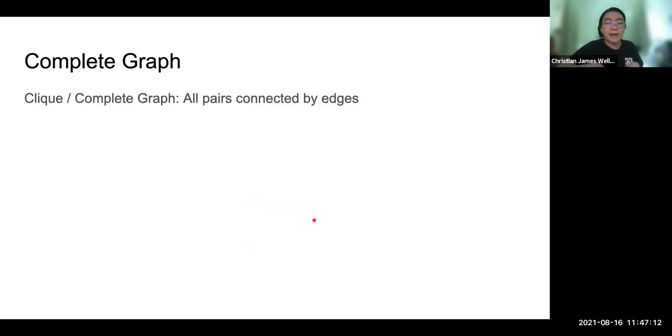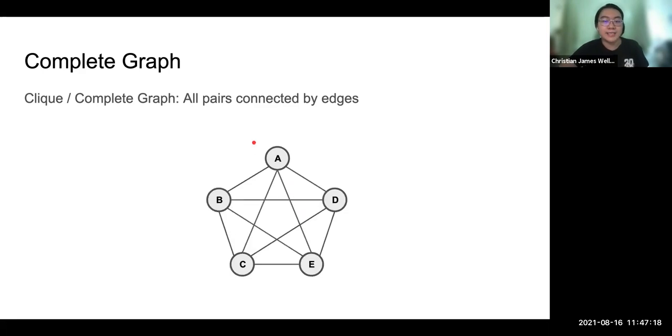Let's talk about the types of graph next. So in graph theory, we have this concept of complete graph where all the pairs are connected by edges. Like you can see over here, this is the complete graph of 5 nodes, A, B, C, D, E. Then the question is, I want you to consider how many edges are there if there are n nodes. So in a complete graph of n nodes, how many edges are there? Okay, think about it a little bit.